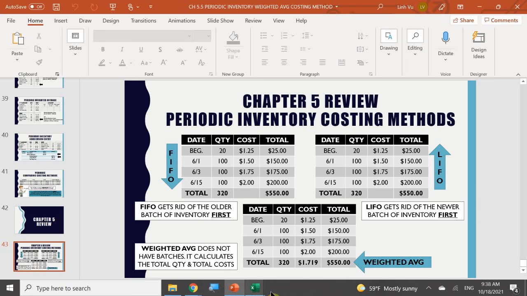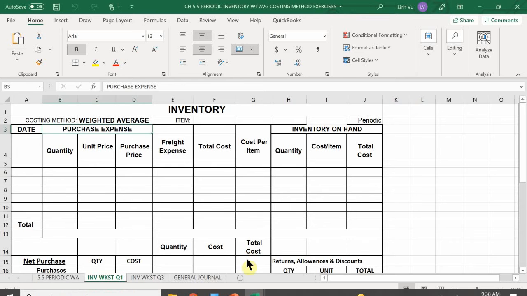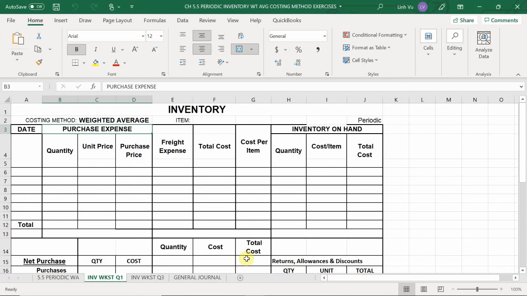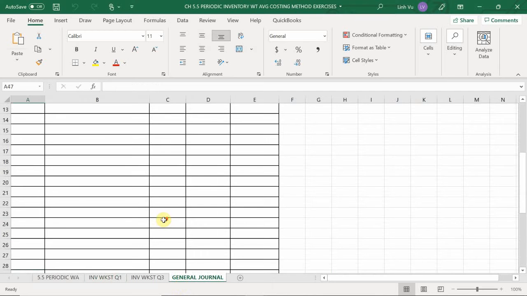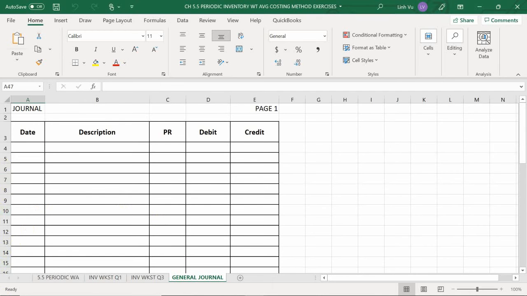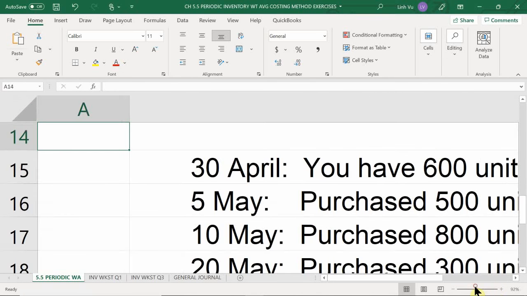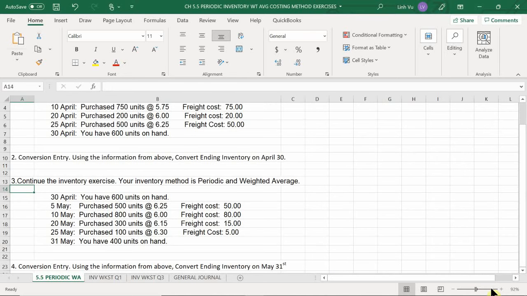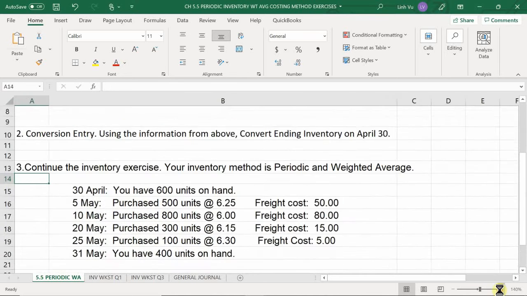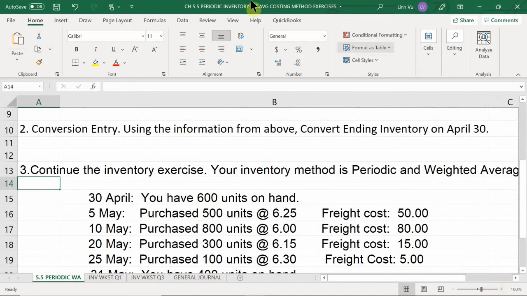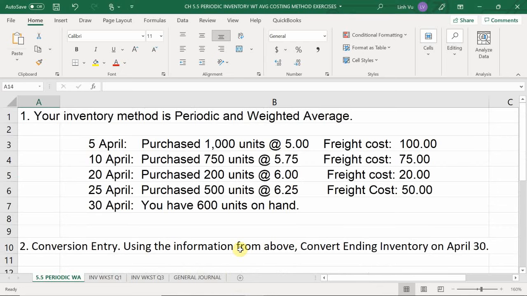All right, so let's go ahead and dive right into the chapter 5.5 exercises. In this case, for journalizing, I'm only going to ask you to journalize the conversion entries, just because it's going to be rinse and repeat. We've already journalized the transactions many times before, where you're just going to do the purchase expense and freight expense, and these are the same exact scenarios.